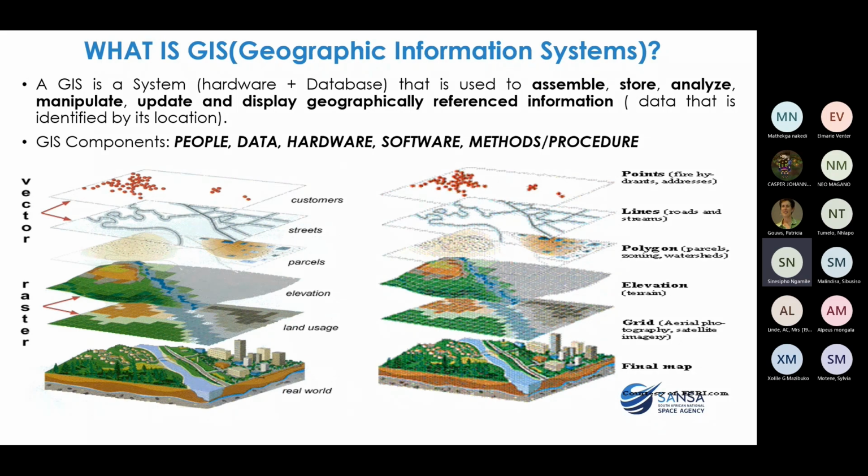So it involves the people, who are the people that collect the data. It involves the data that is collected by the satellites. It involves the hardware, which is the computers that we use to process this data. It involves the software, the kind of software that we use to process this data. It involves the methods or procedures that we follow in order to process this data. So that is what GIS is about.